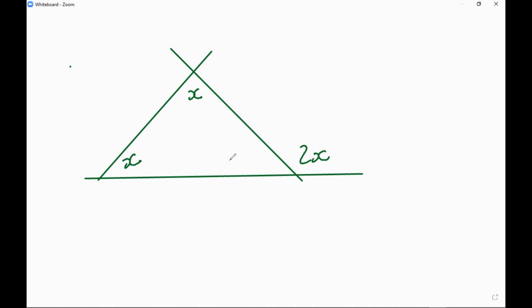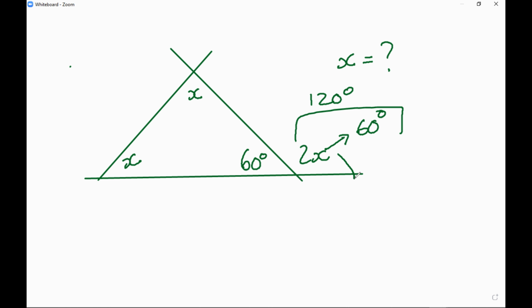And let's say I know what this angle is. Let's say this angle is 60 degrees. Can you get me the value of x? 60 degrees, because that makes that 120, right? So that angle is 120, that angle is 60, and that angle is 60, and we have three equal sides.